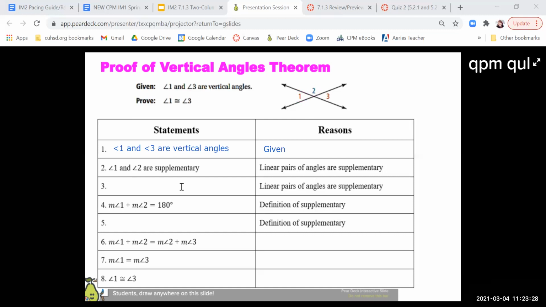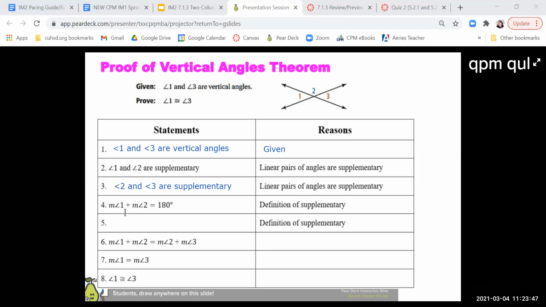So we're going to write that angle 2 and angle 3 are supplementary because they are a linear pair as well. Now, look at statement 4.